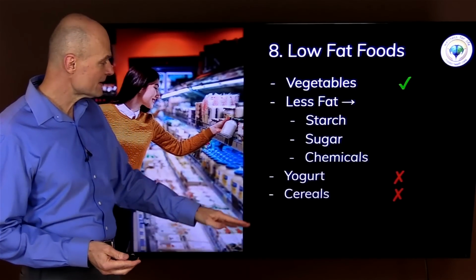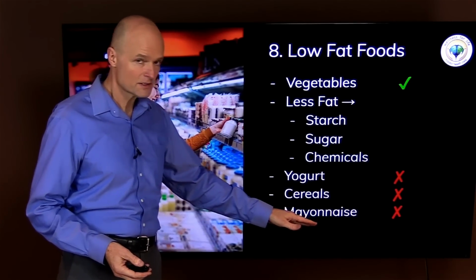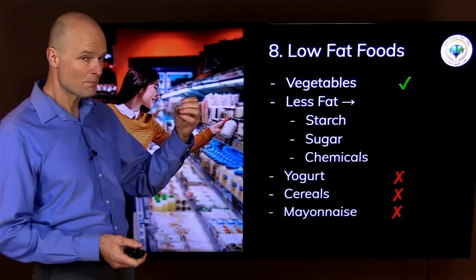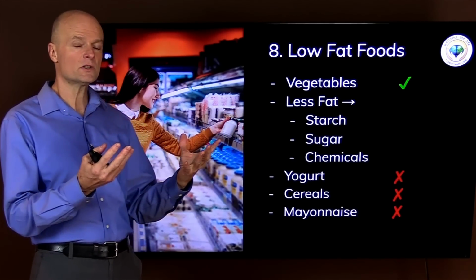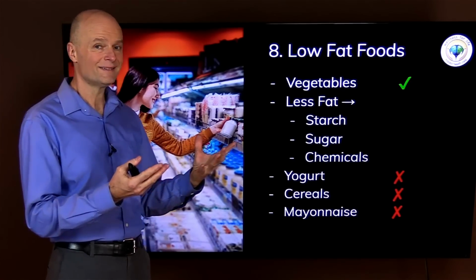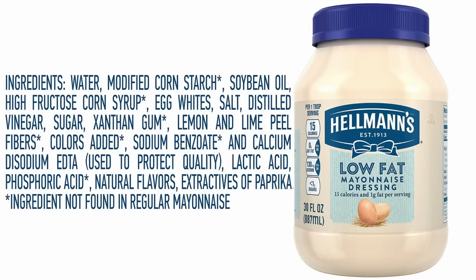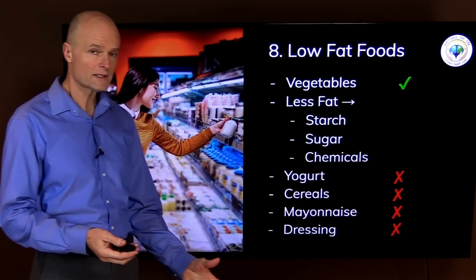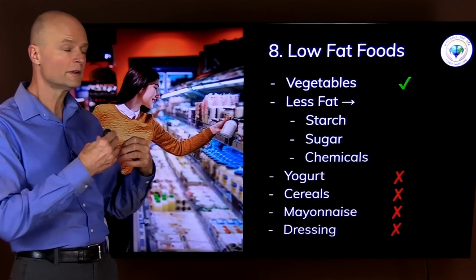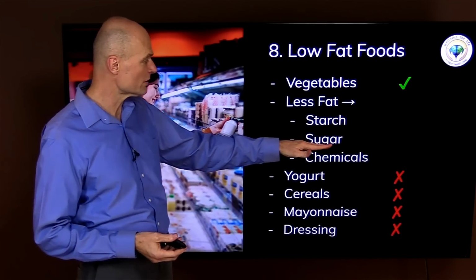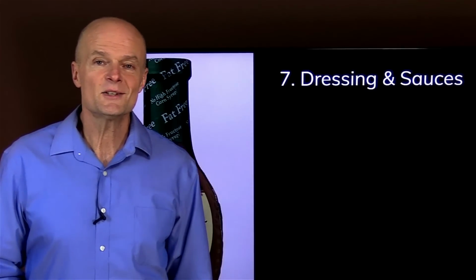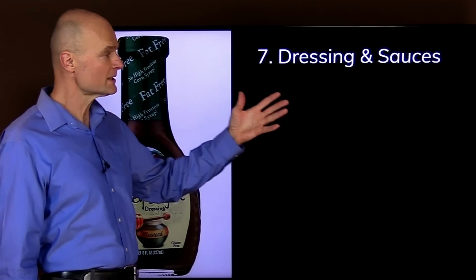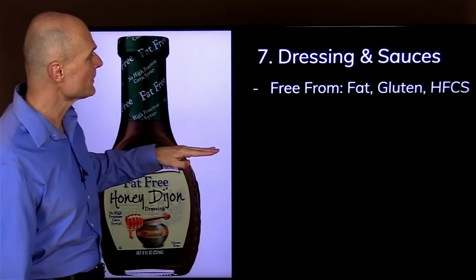Other examples are things like mayonnaise, which is normally a very high fat product, and if they make something that appears similar to mayonnaise but it's less fat, now they have to add a bunch of chemistry to it. The same holds true for dressings. If they remove the oil, now they have to put in a bunch of sugar and chemicals. Which brings us to number 7, which is salad dressings, sauces, condiments, etc.